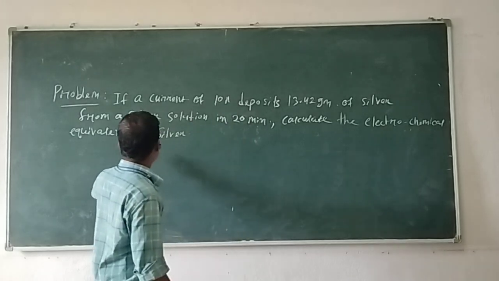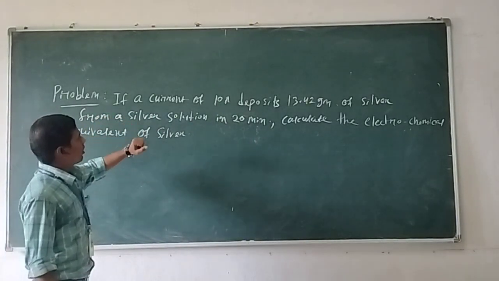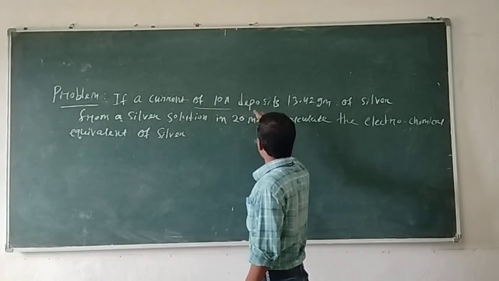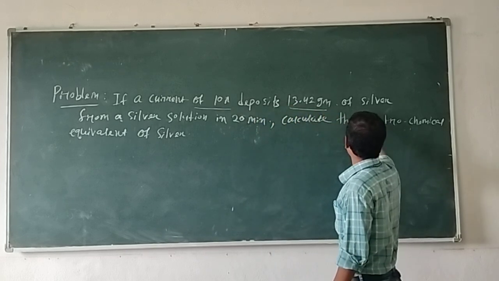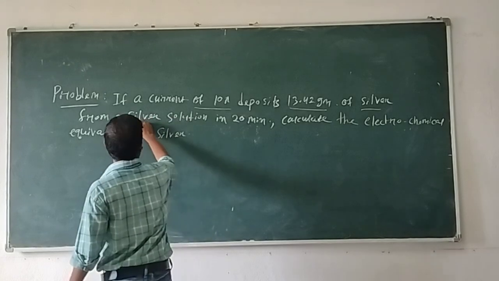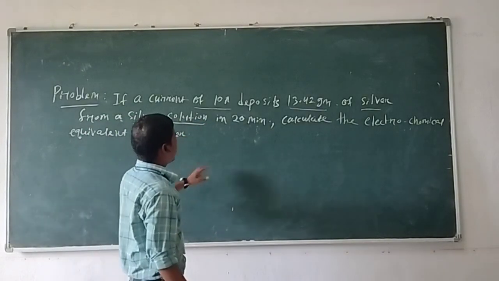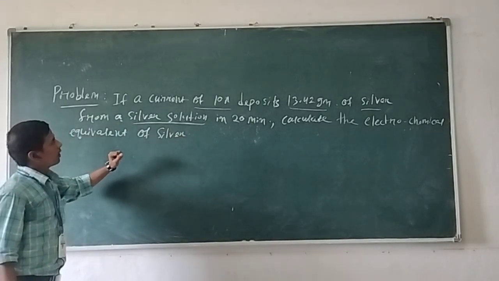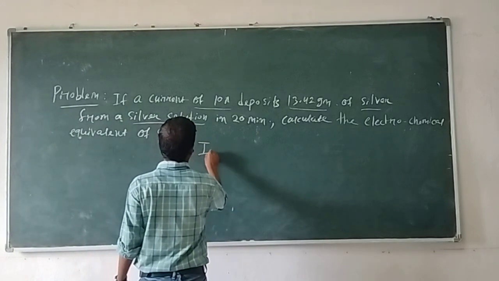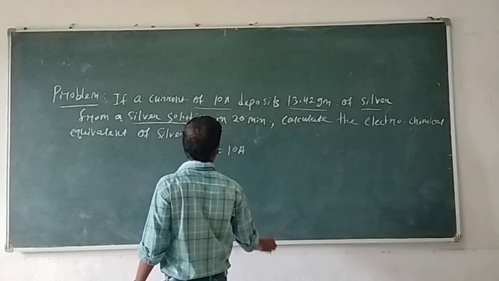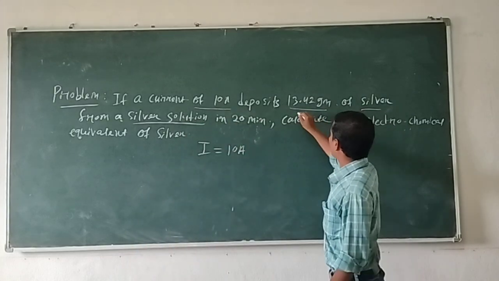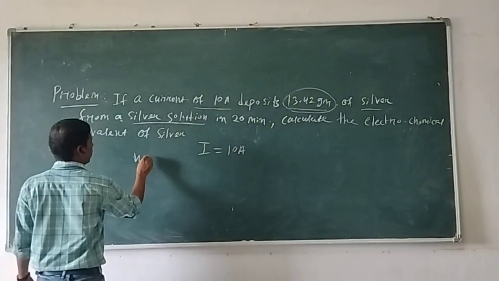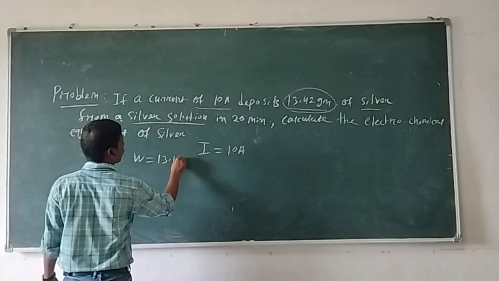Here we have taken a simple example. If a current of 10 ampere deposits 13.42 grams of silver from solution in 20 minutes, calculate the electrochemical equivalent of silver. Here the current is given as I equal to 10 ampere and the amount of electrodeposition W equal to 13.42 grams.